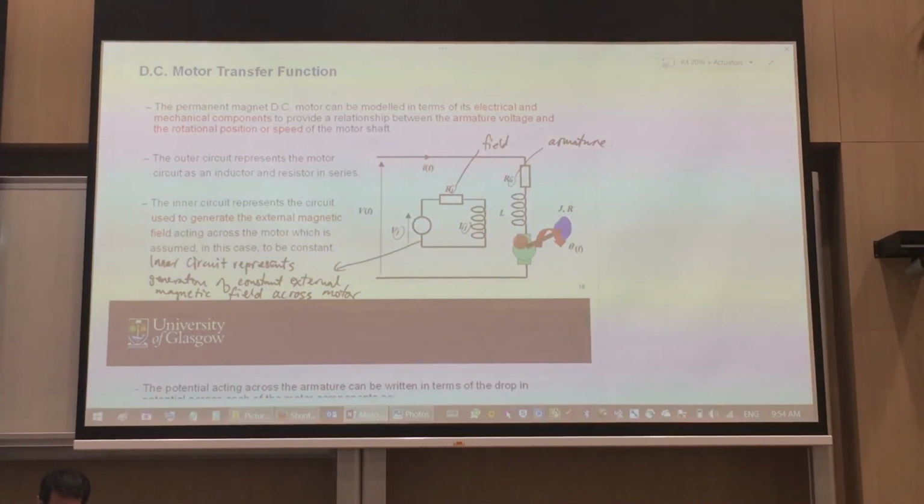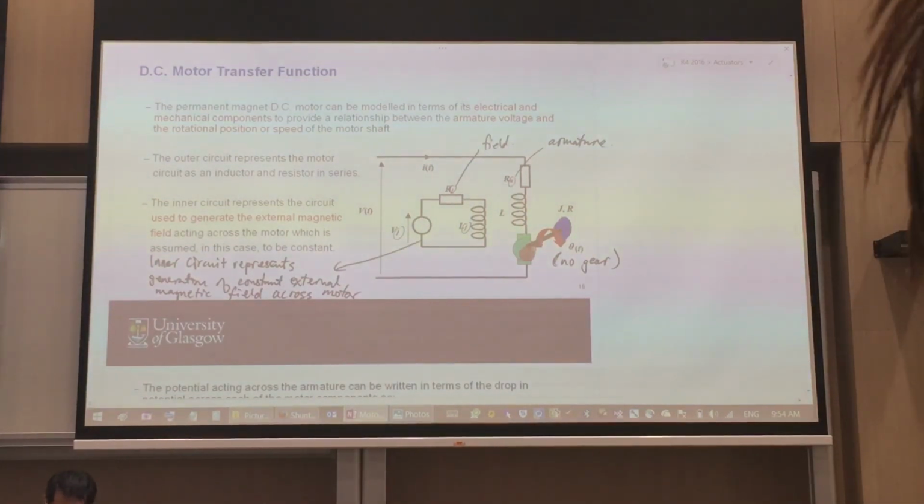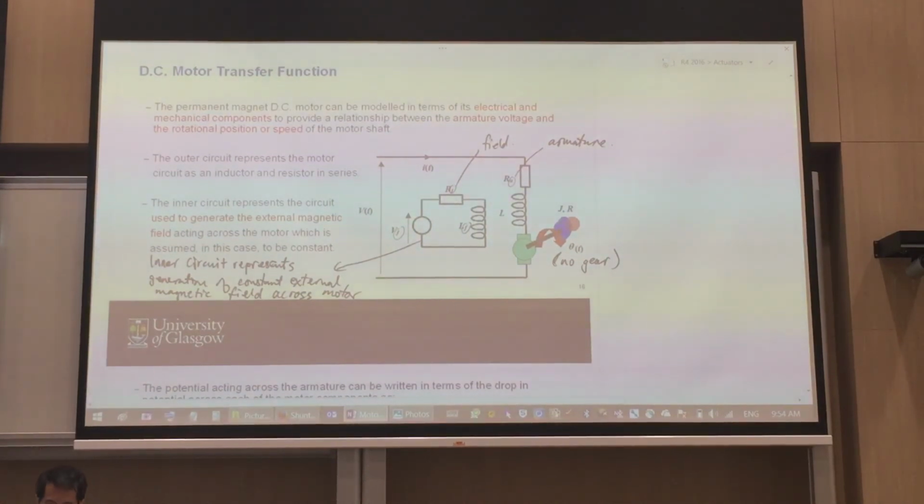And this setup over here actually doesn't have gears. So please note, in this case, there's no gear system. So it's a direct driving from a motor to a load. So that was the one that I was talking about.